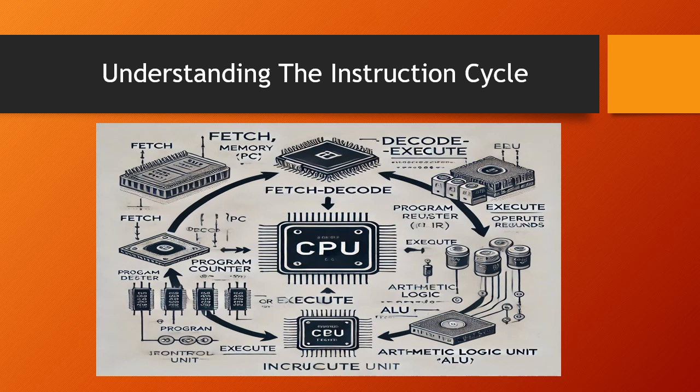So to summarize, the fetch, decode, execute cycle, also known as the instruction cycle, is the backbone of a CPU's operation. It starts with fetching the instructions from memory, decoding them to understand what needs to be done, and executing them to perform the desired tasks. This process repeats for every instruction, enabling the CPU to function properly.